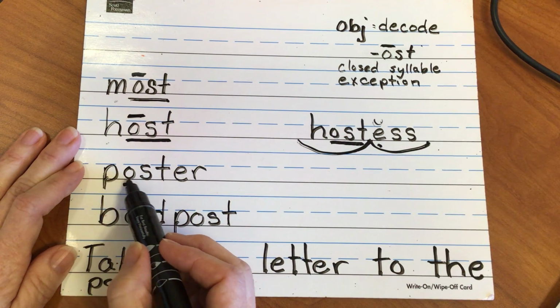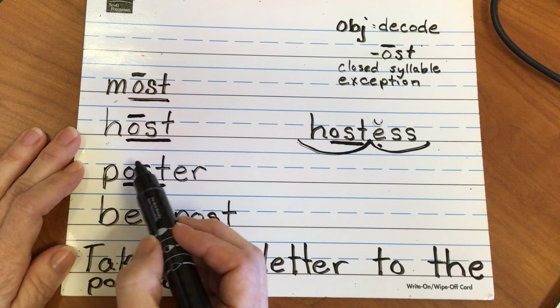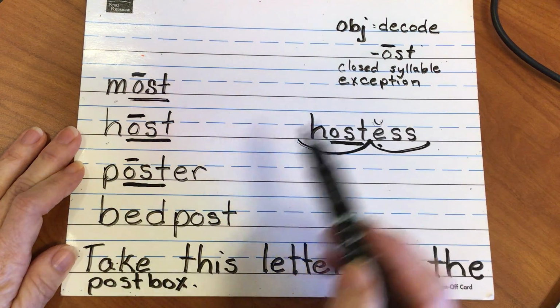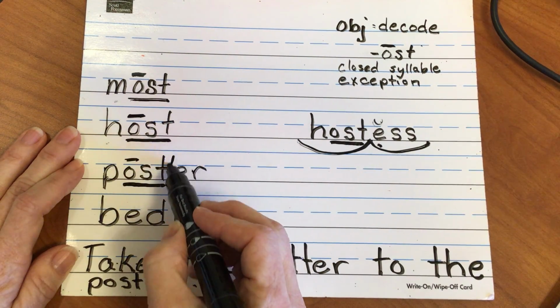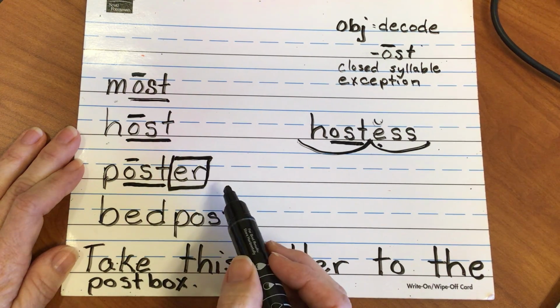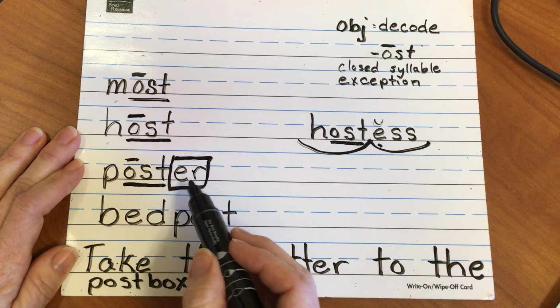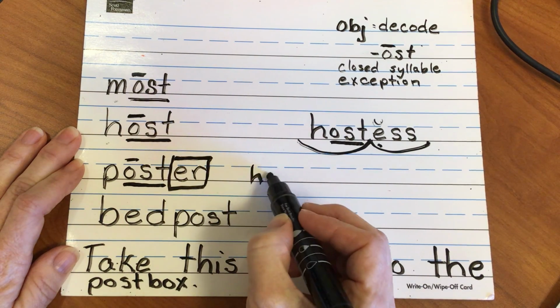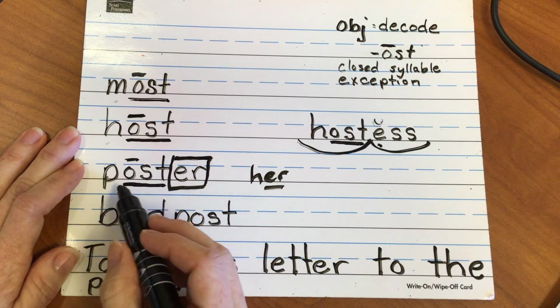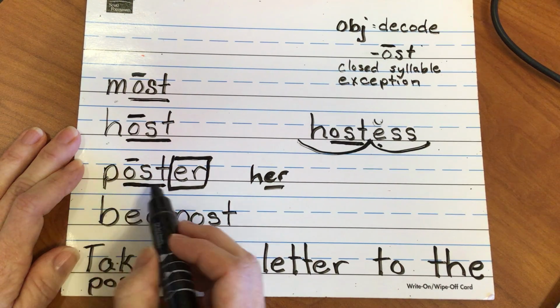This one, I see OST, and that's my exception rule to the usual closed syllable rule, and this one has an ER. That's a suffix, I can cut that right off. I know ER says like in her. There's my vowel right there in that word. I'm going to see this as a two-syllable word and read it as poster.